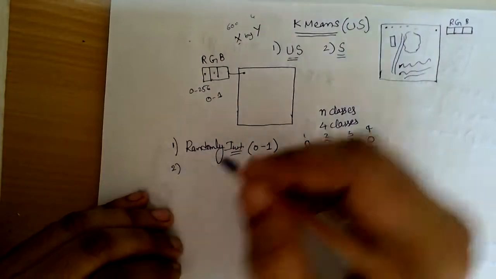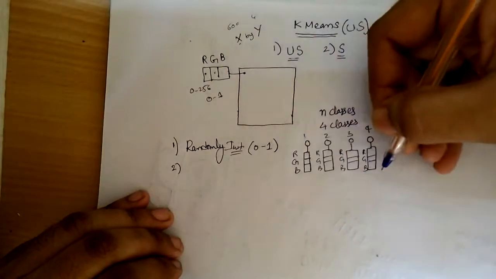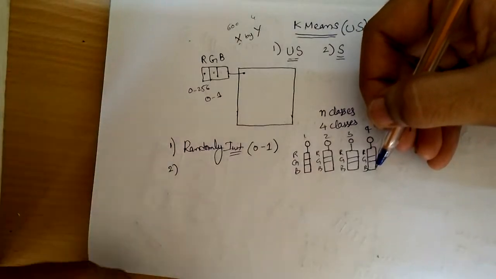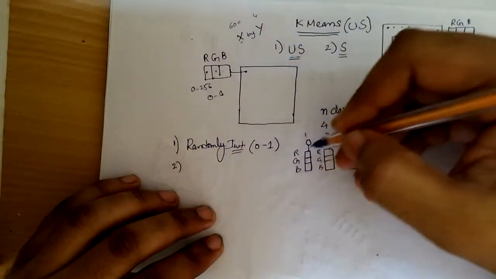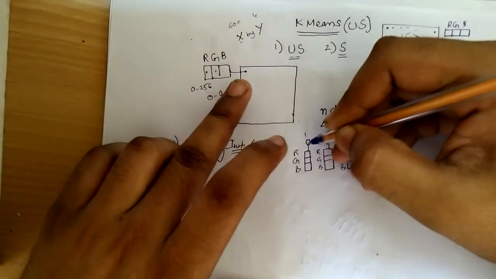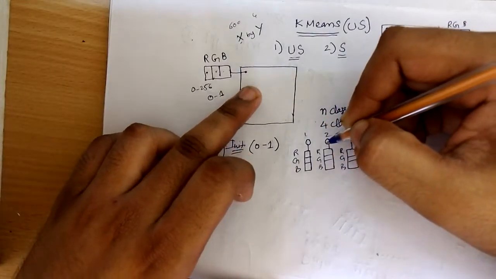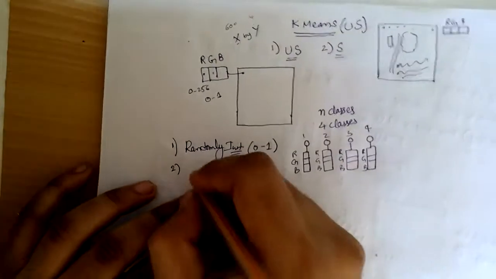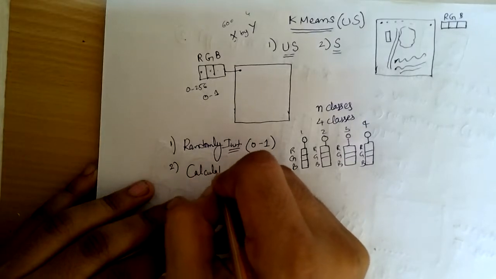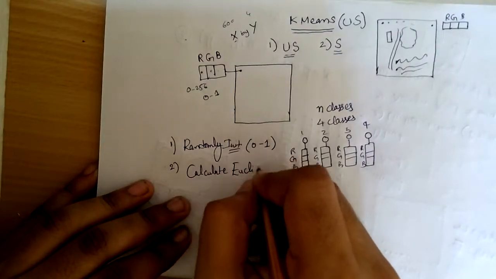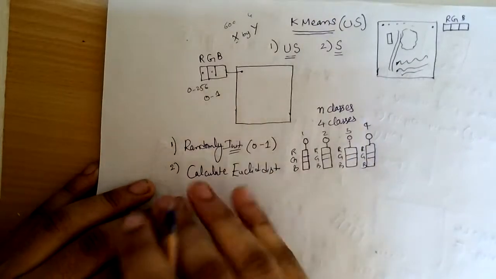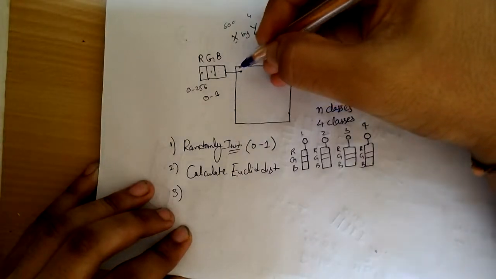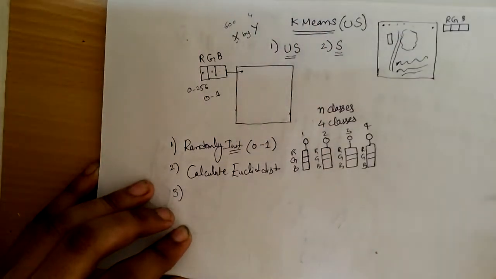What we have to do now is classify each pixel into one of these 4 classes. Here we are using distance classification, a distance mapper. We have to calculate the Euclidean distance between this module and the pixel to be classified, this module and the pixel to be classified, and so on for the number of classes we have. Once you calculate the Euclidean distance, you assign the pixel to the class where the Euclidean distance is minimum.